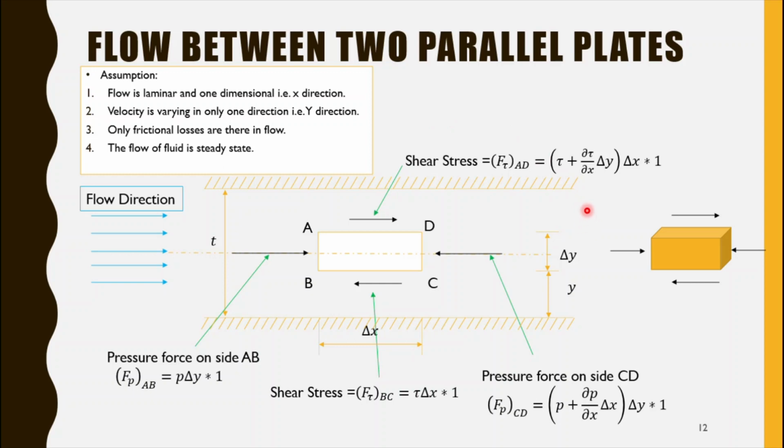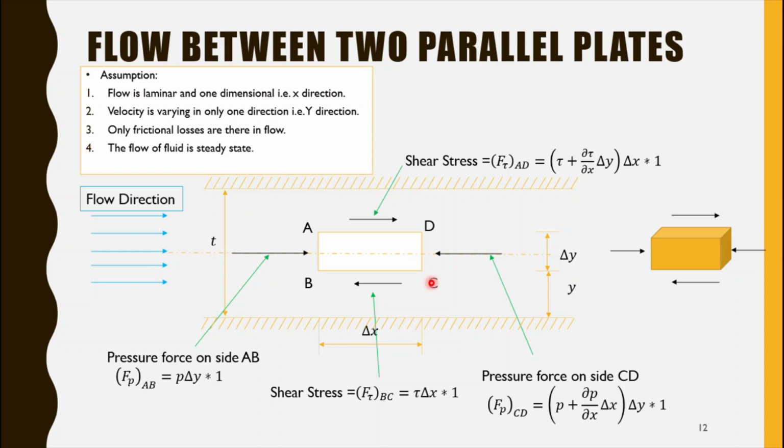So, this is a diagram of flow between two plates. This is plate 1, this is plate 2, and flow is happening from this direction. As we have already discussed in pipe flow, to calculate velocity profile and shear stress profile, we will take a control volume A, B, C, D.